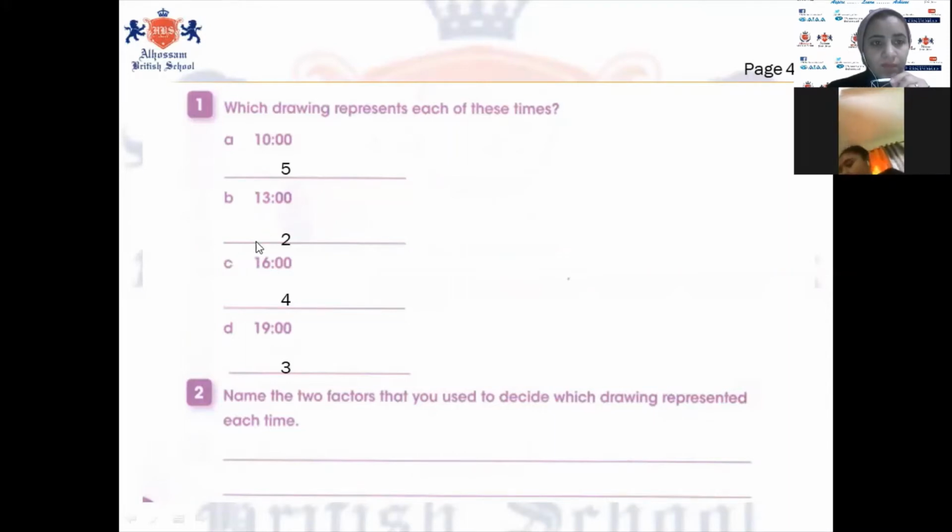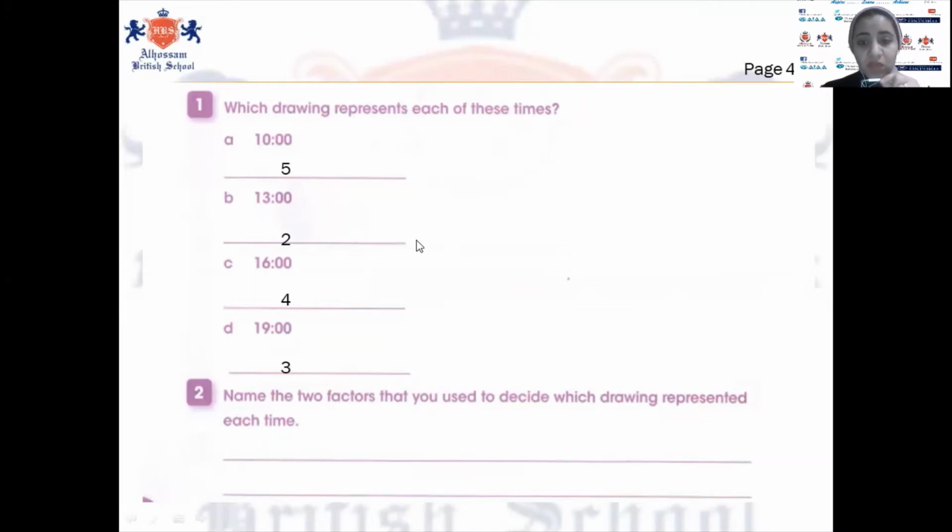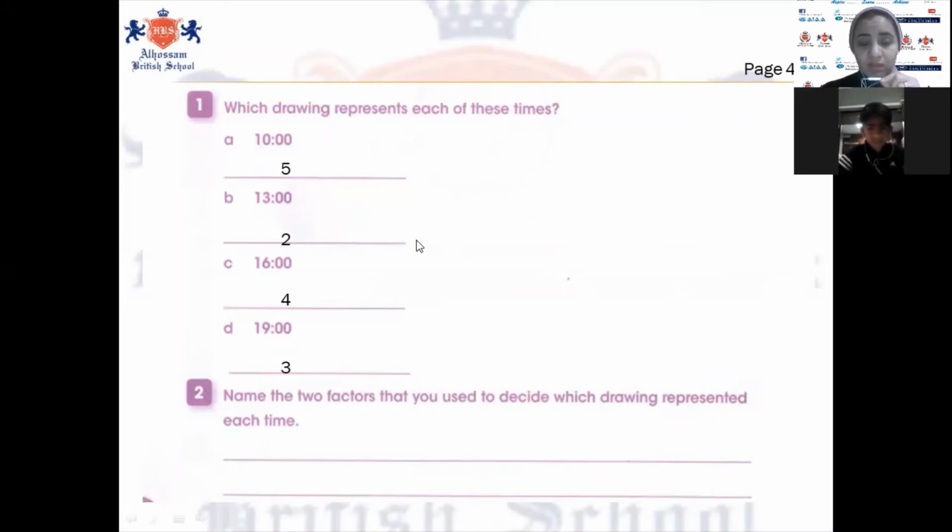Yusuf Ibrahim? Yes, Yusuf. Name the two factors that we used to decide which drawing represented each time. What are these factors? Direction and length. The direction of the sun, or position of the sun, and the length of the shadow.